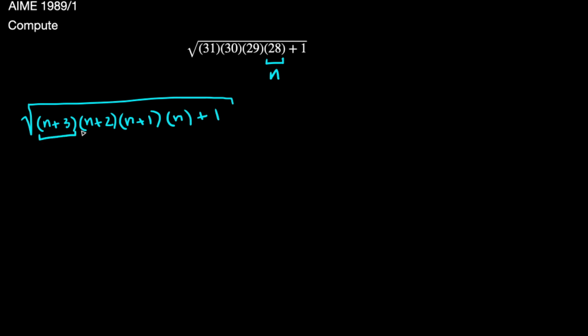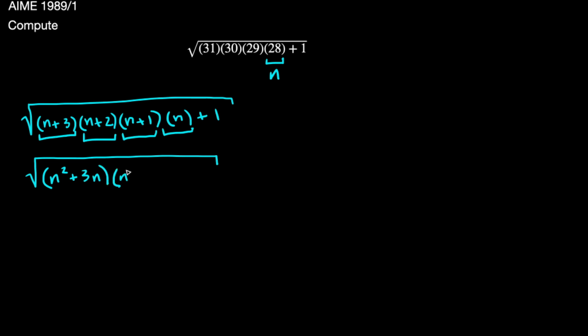Let's multiply this one with this one, and let's multiply this one with this one. N times n plus 3 is close to n plus 2 times n plus 1, while n times n plus 1 is less close to n plus 2 times n plus 3. So let's do n plus 3 times n first, which is n squared plus 3n. N plus 2 times n plus 1 will get n squared plus 3n plus 2, and of course we have to add 1.